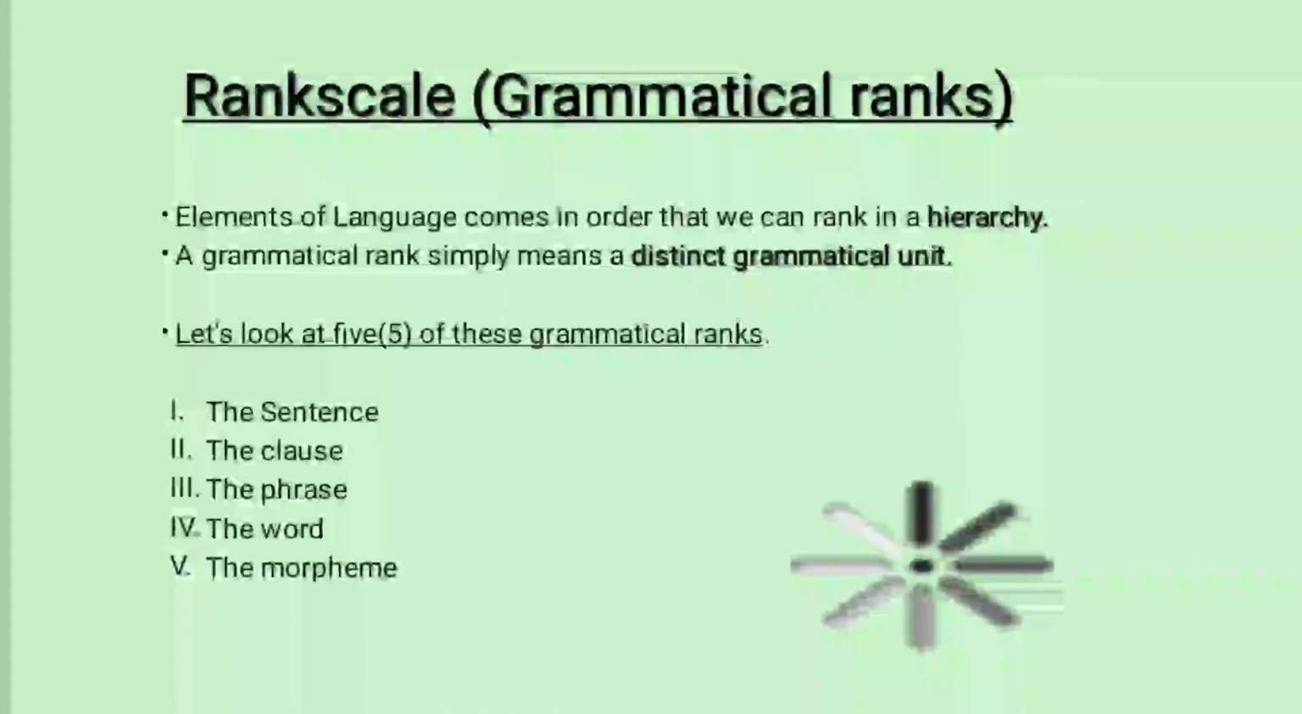Rankscale, grammatical ranks. Elements of language come in an order that we can rank in a hierarchy. A grammatical rank simply means a distinct grammatical unit. Let's look at 5 of these grammatical ranks: the sentence, the clause, the phrase, the word, and the morpheme.